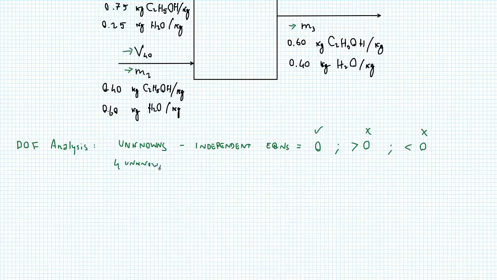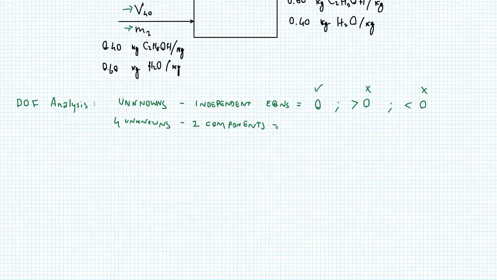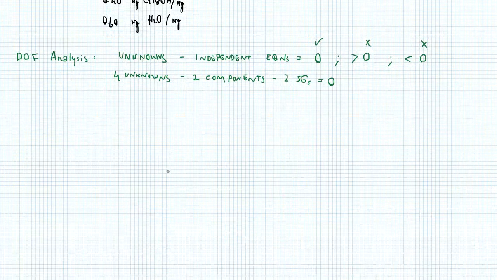What are our independent equations? We can set up 2 component balances because we have 2 components in the mixtures. We have ethanol and water. And also we're given the specific gravities. If you remember, it's given us 2 specific gravities which allow us to set 2 equations. So we have 2 component balances and 2 equations for the specific gravities, SG. Which means our degrees of freedom analysis gives us 0, which means the problem can be solved.